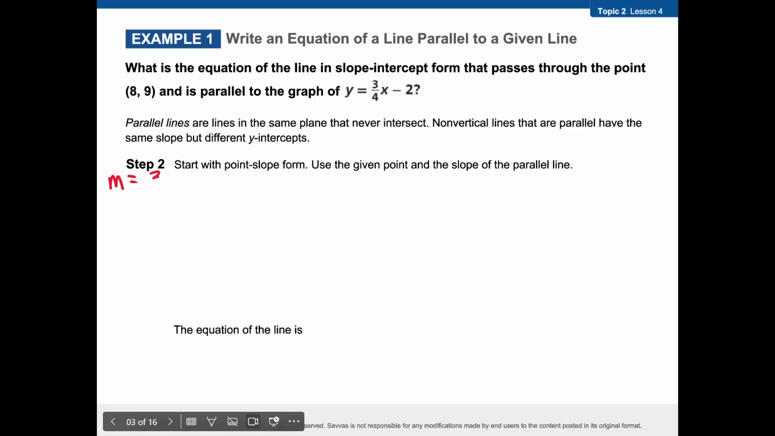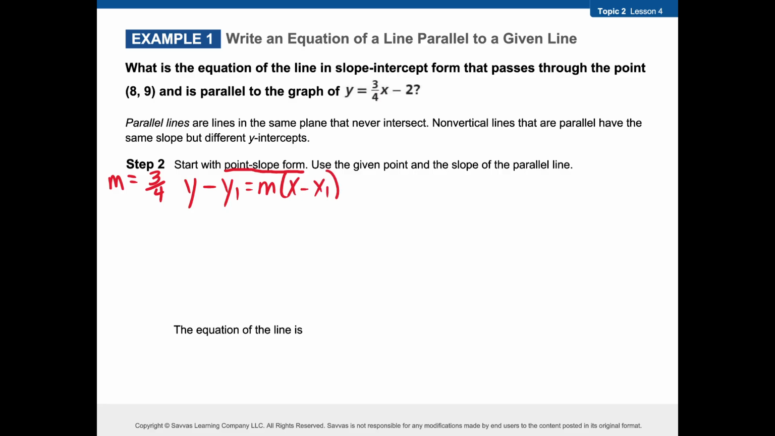So using my same slope, 3/4, you could start with point-slope form, which is y minus y1 equals m times x minus x1. This new line has to have the point (8, 9). 8 is my x1, 9 is my y1. So y minus 9 equals 3/4 times x minus 8.